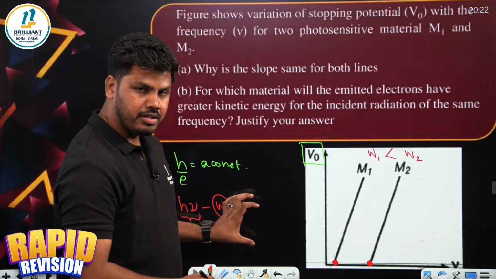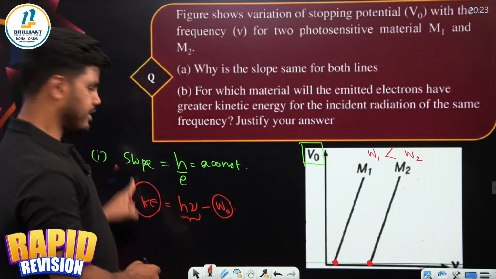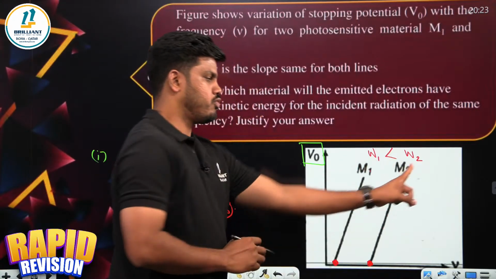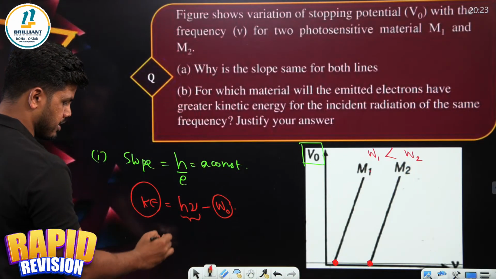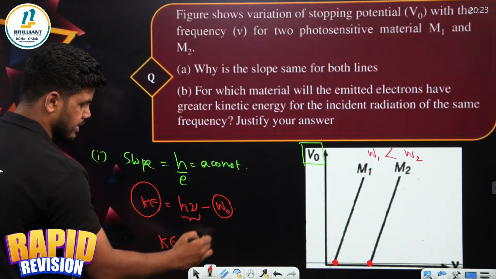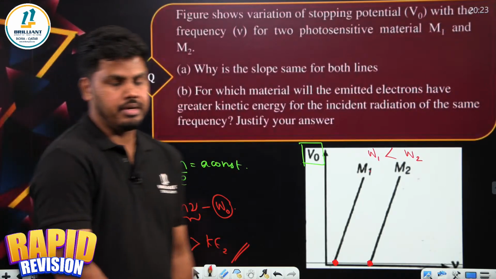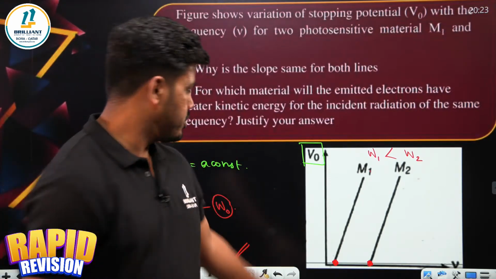If W0 is smaller, kinetic energy will be greater. So we can say work function of M1 is less than work function of M2. So from this equation, kinetic energy of 1 should be greater than kinetic energy of 2. So M1 yields electrons with more kinetic energy than M2.